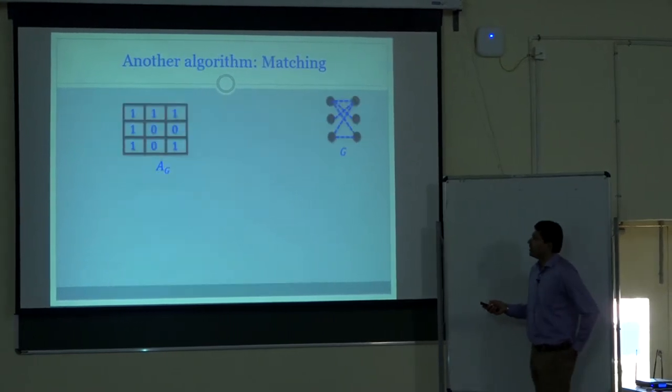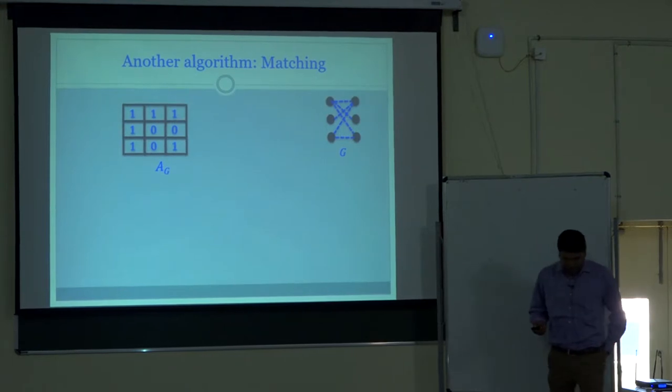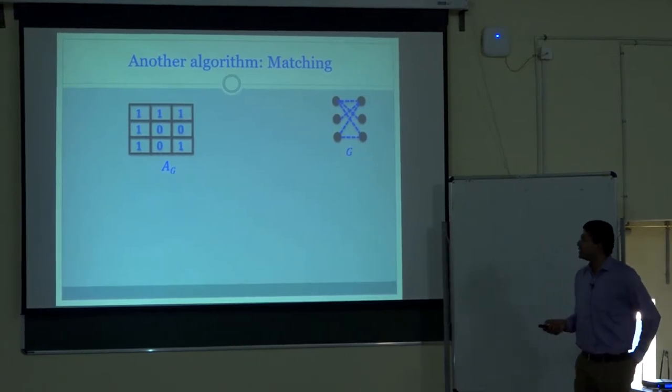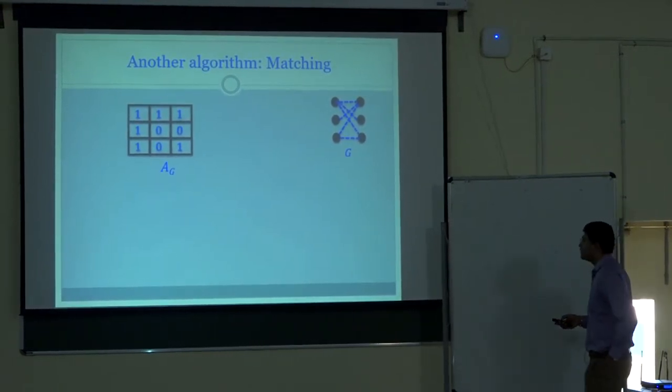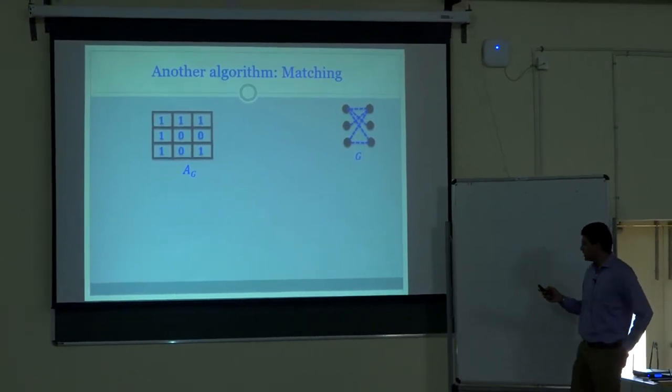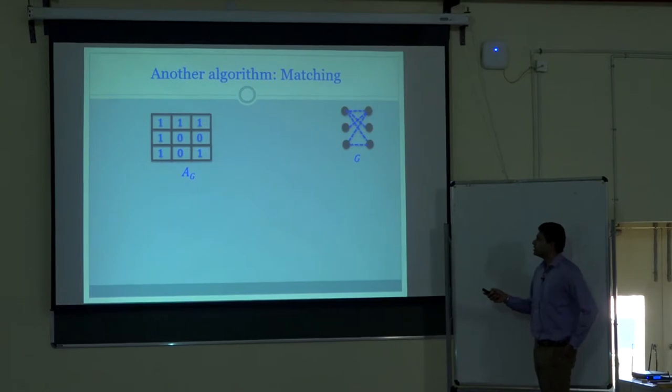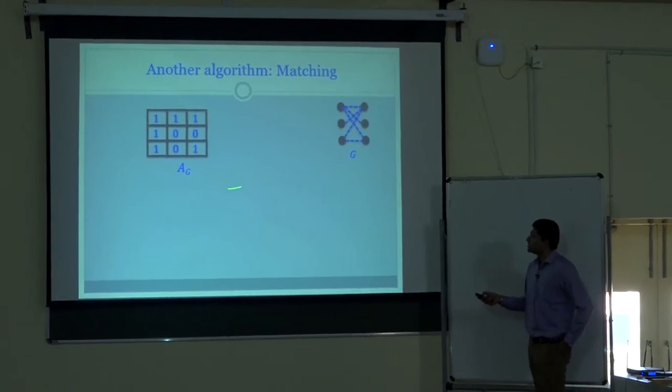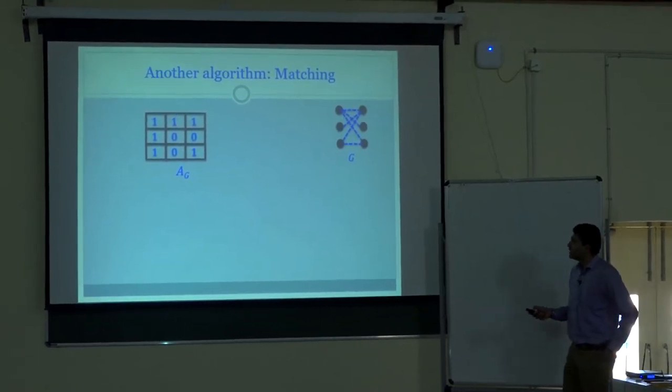Okay, there's another algorithm for perfect matching in bipartite graphs, which you might already know. It's a non-augmenting path algorithm, the third algorithm. You're given the adjacency matrix of this bipartite graph G.